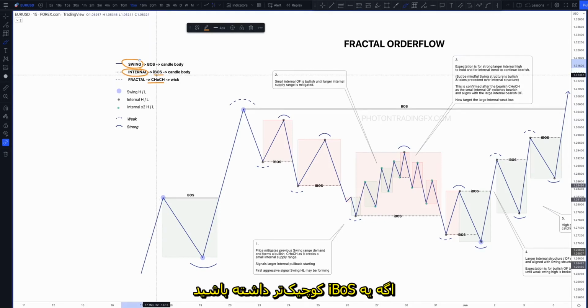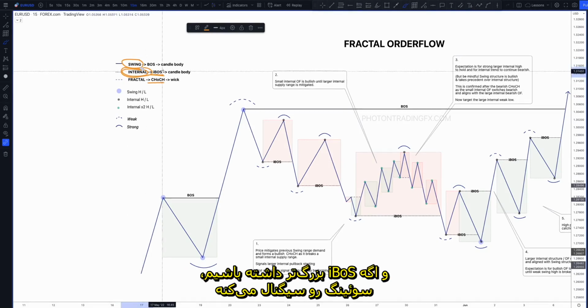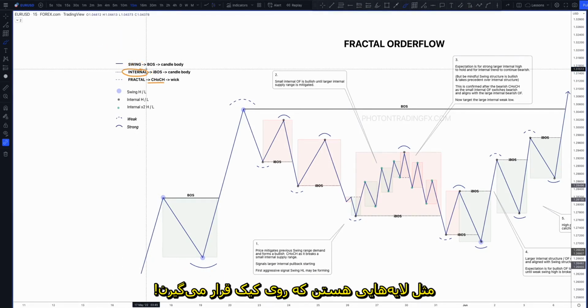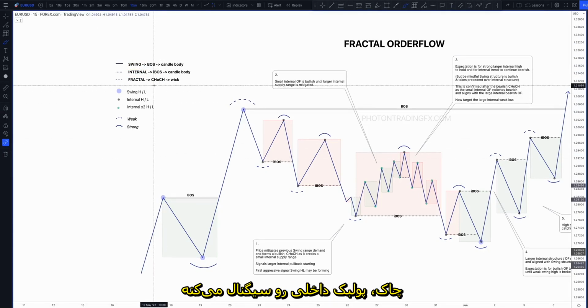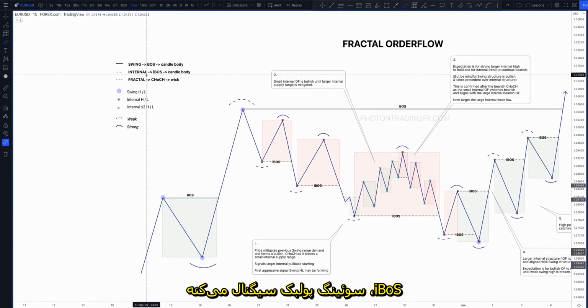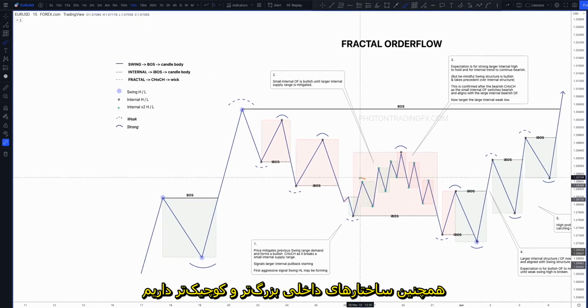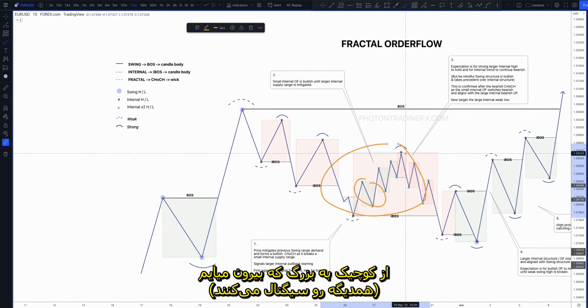Likewise, if you have a smaller IBOS, that will signal a larger internal pullback is starting or ending. And then if you have the larger IBOS, that will signal the swing. You have to think about it as layers on an onion or a cake. The chalk will signal the internal pullback, the IBOS will signal the swing pullback. One signals the next one, and then the larger internal structure signals the swing structure.